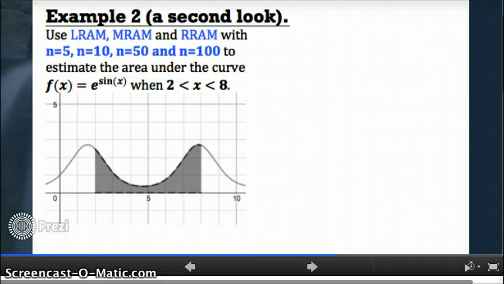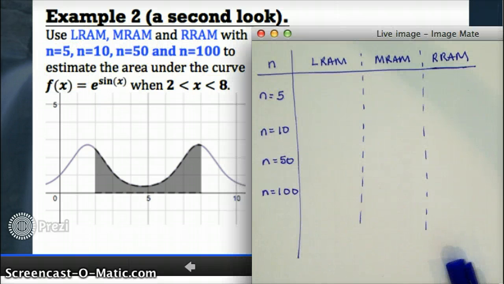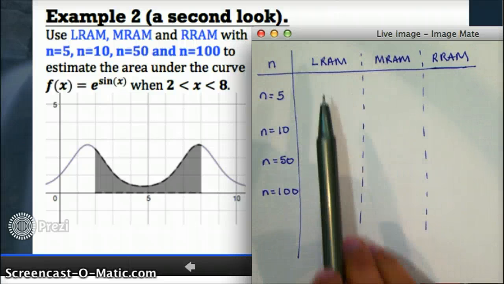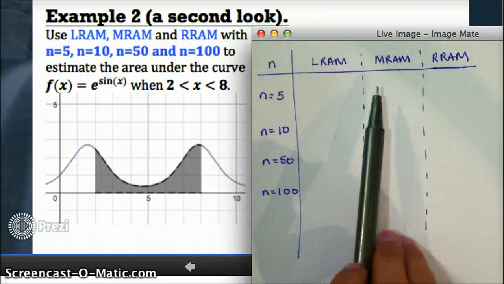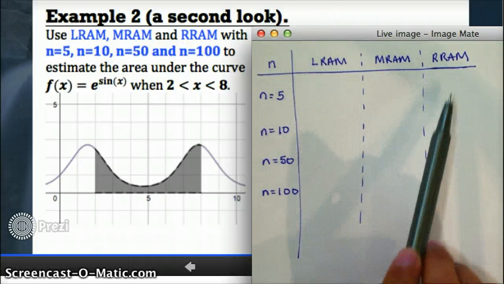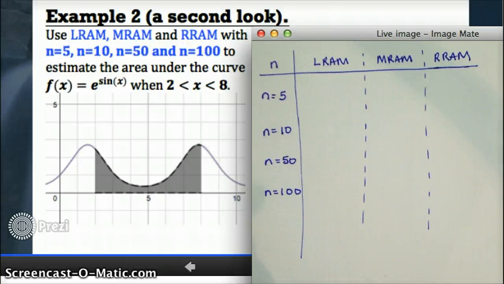Okay, so what are we trying to do here? We're trying to estimate the area under this same curve, and we're actually going to estimate it a total of 12 times. You might want to set up a table, something like this. For each of these n values, 5, 10, 50, and 100, we're going to estimate the left-hand approximation of the area, the midpoint approximation, and the right-hand approximation. Luckily, these numbers are just going to come from the program.